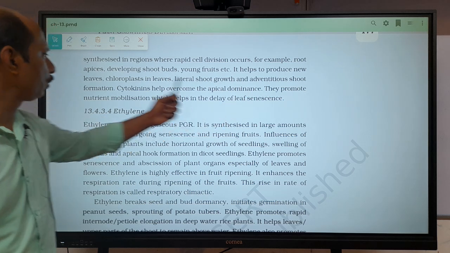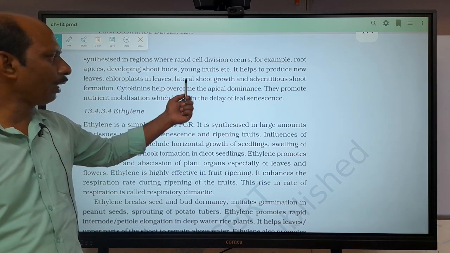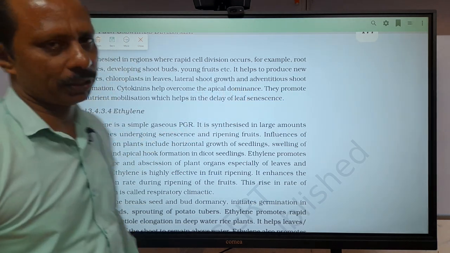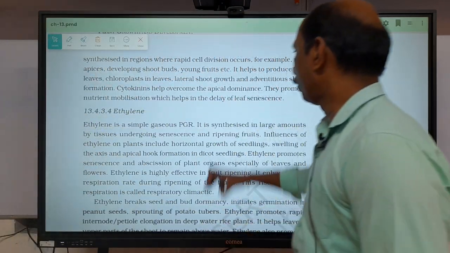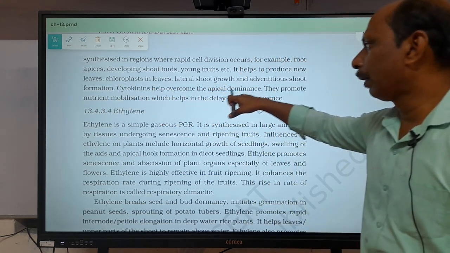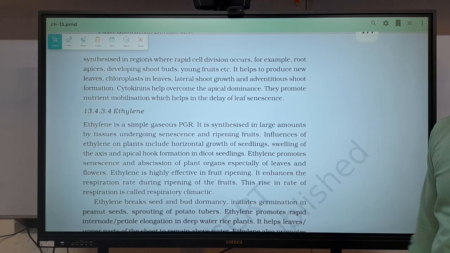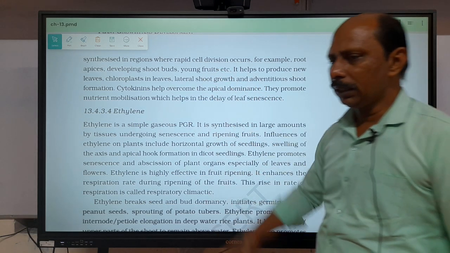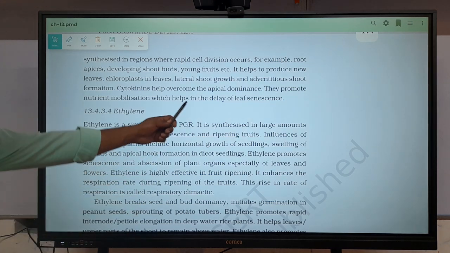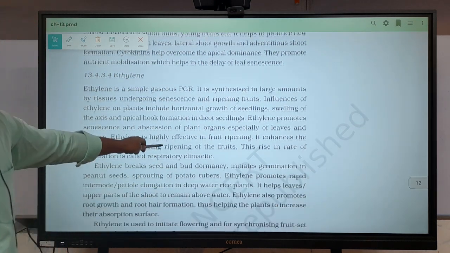It also helps to produce new leaves, chloroplasts in leaves, lateral shoot growth, and adventitious shoot formation, not root, shoot formation. Adventitious shoot formation. Cytokinin helps overcome apical dominance. That means it is antagonistic to auxin, right? They promote nutrient metabolism, which helps in the delay of leaf senescence.